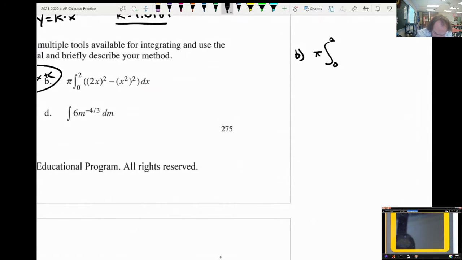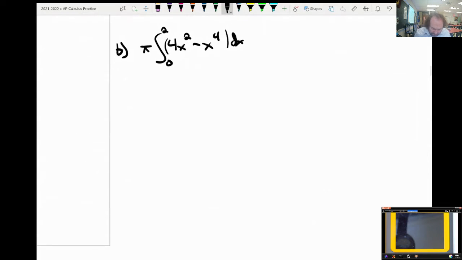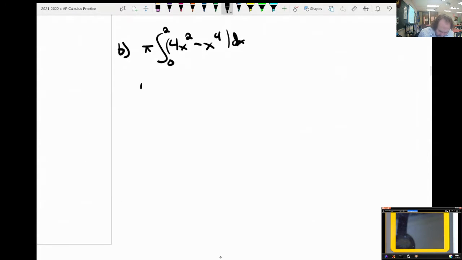We can't expand. This is 4x squared minus x to the 4th power, with respect to x dx, like that. Now, to actually do this, let's find the antiderivative. We'll leave pi alone. The antiderivative here is going to be x to the 3rd over 3, with the 4 hanging out there, and the antiderivative of x to the 4th is x to the 5th over 5. So we will evaluate this integral from 2 to 0.